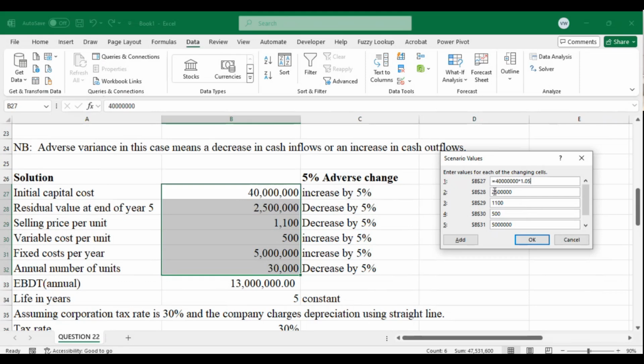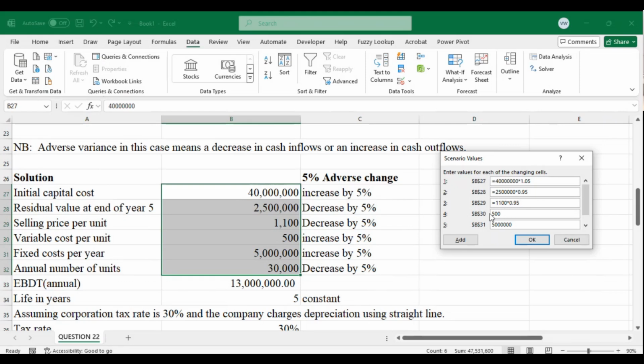Then I'll go to the next variable, which is residual value, just where the 2.4 begins. I introduce an equal sign. Then I multiply by, because it decreases by 5%, I multiply that value by 0.95. If it decreases by 5%, it will be 95%. That is why I'm saying 0.95. Then the next one is the selling price. Again, I multiply by 0.95 because we are saying that it decreases by 5%.